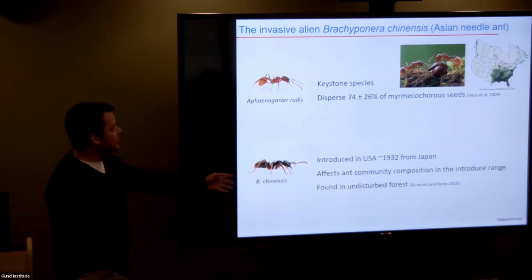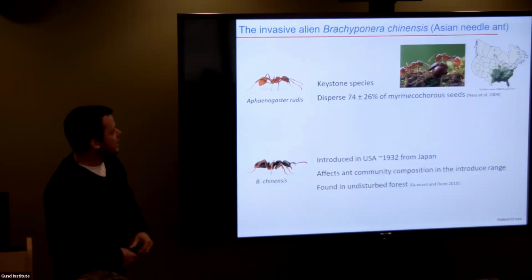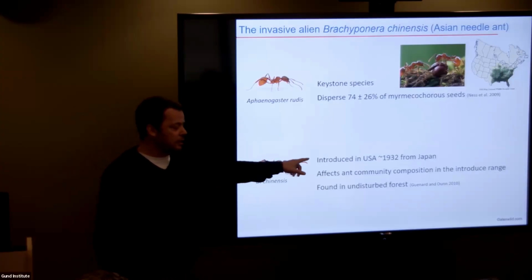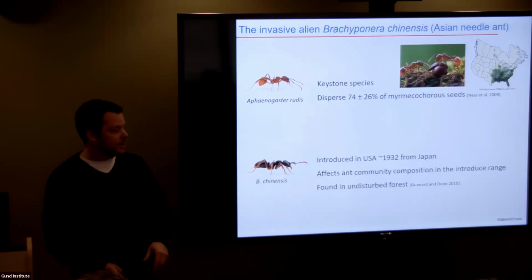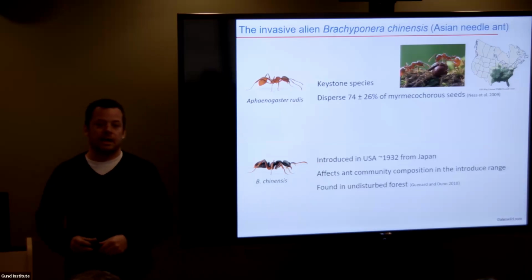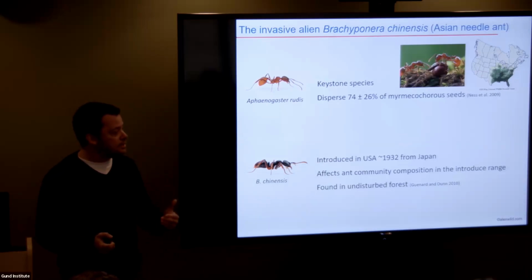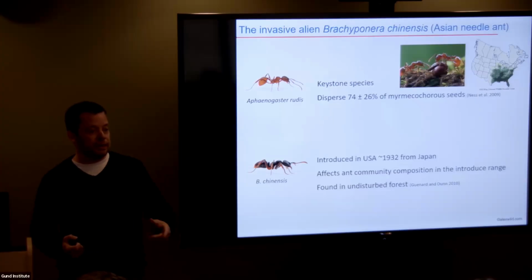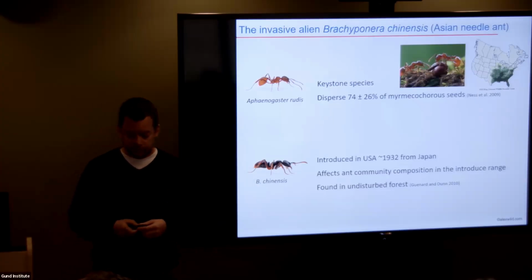This used to be Pachycondyla chinensis, now it's Brachyponera chinensis, introduced in the US around 1932 from Japan. It affects ant community composition in the introduced range, and is found in undisturbed forests. Most of the ants are found in disturbed areas. This one is found in undisturbed forests.